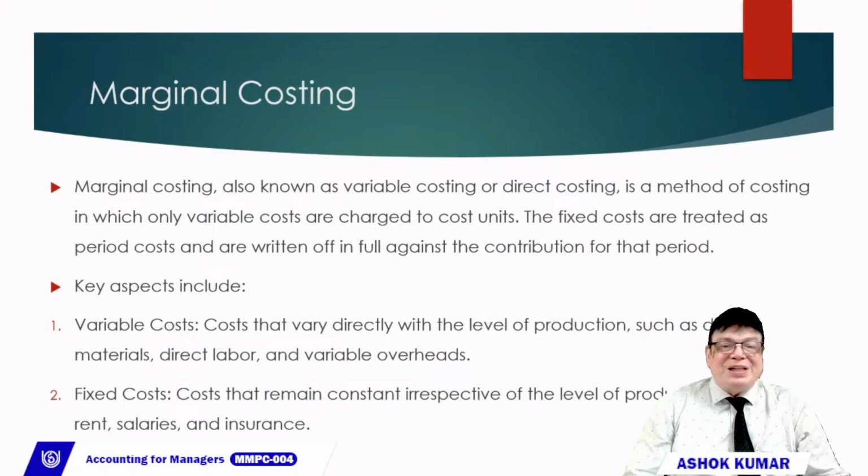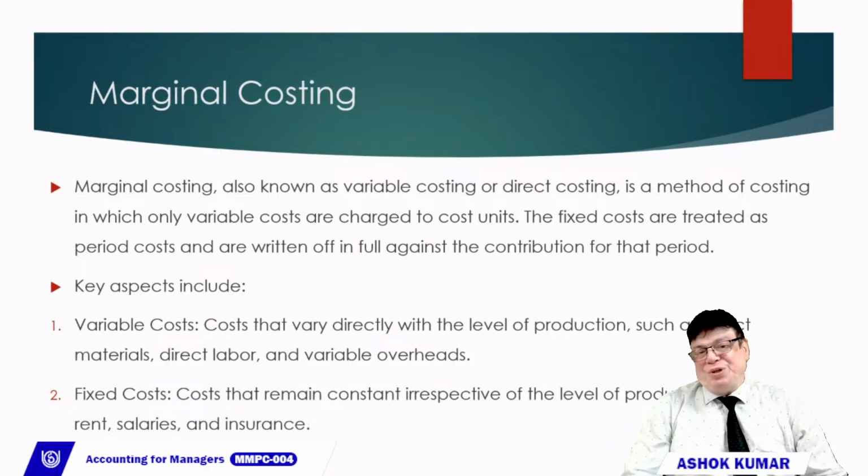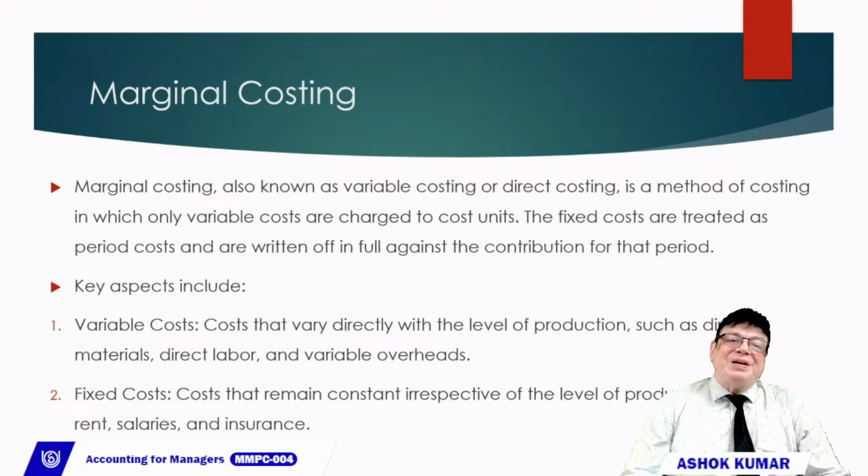Marginal costing, also known as variable costing or direct costing, is a method of costing in which only variable costs are charged to the units. Fixed costs are not charged. The fixed costs are treated as period costs and are written off in full against the contribution for that period. Slowly, with the depreciation, any machinery will depreciate every year. And after 10 years, its value in the books will become zero.